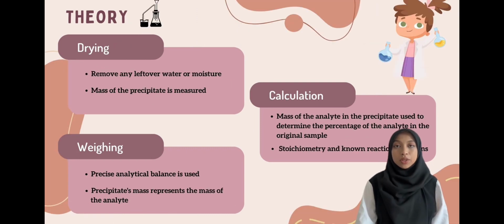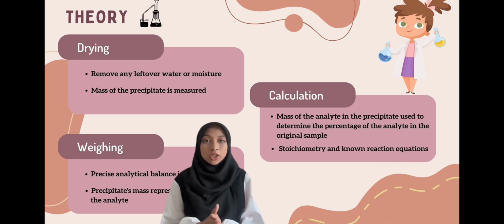Next is drying. To remove any leftover water or moisture, the washed precipitate is dried. This is an important step since the ultimate mass of the precipitate is measured after drying. Then weighing. A precise and reliable analytical balance is used to weigh the dried precipitate. The precipitate's mass represents the mass of the analyte in the original sample.